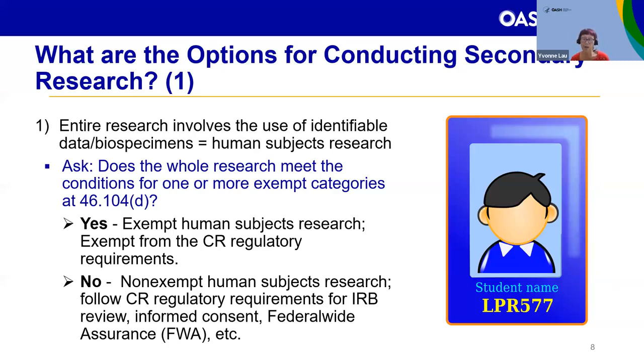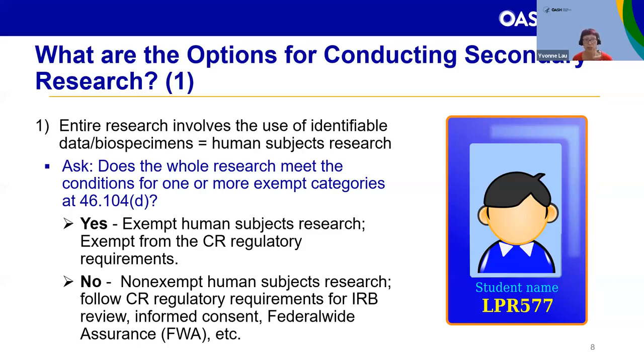And this is the type of research that needs to go through what we all know about IRB review, and the informed consent requirements as stipulated in 116. And then institutions that are doing that will need to file a federal-wide assurance with OHRP. So these are some of the typical requirements when it's non-exempt human subjects research, right?